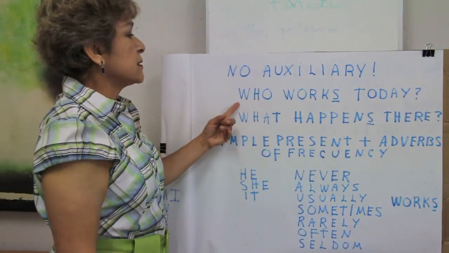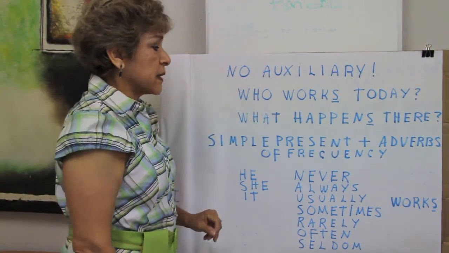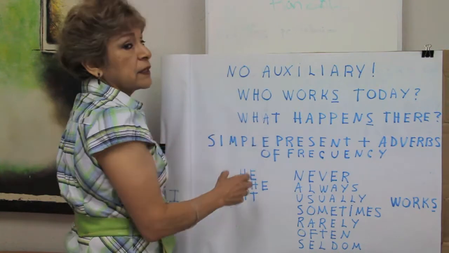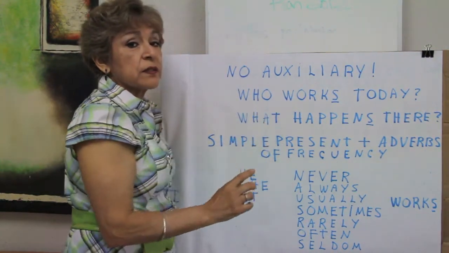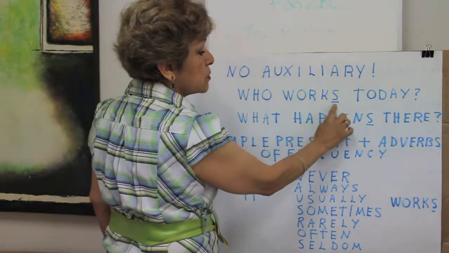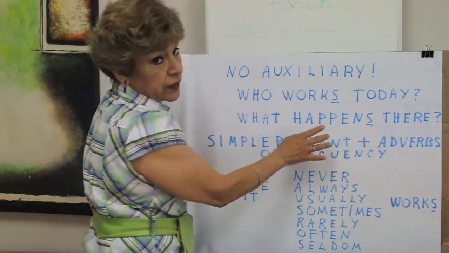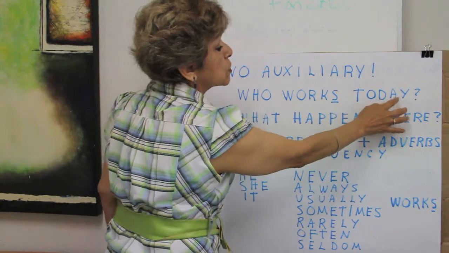In these two sentences, no auxiliary is necessary. Why? Because who and what are at the same time the subject. Who and what are considered third person singular, so that's why you have to include S in the verb. Don't forget it, please. So, who works today?